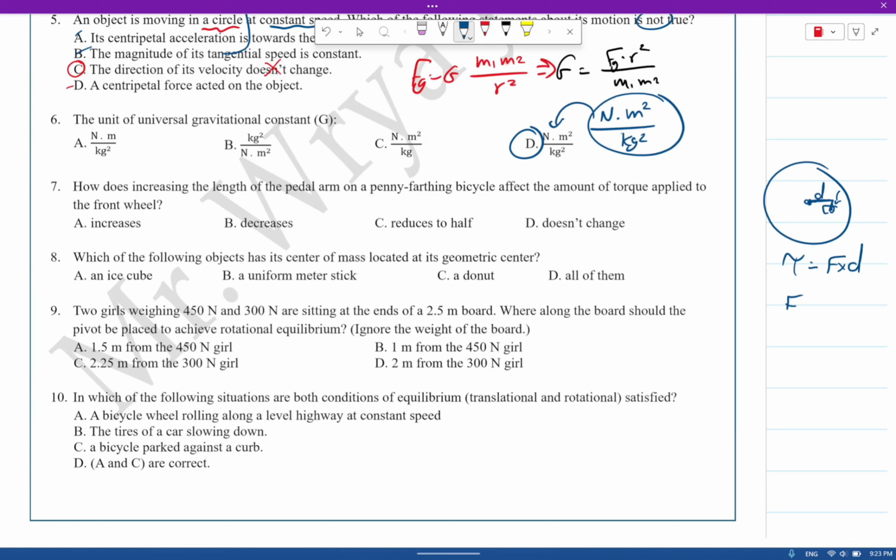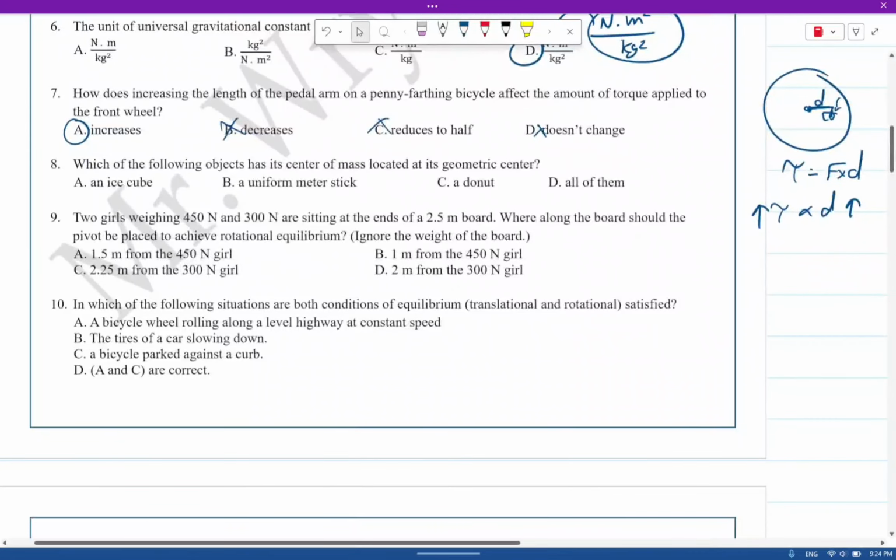So torque is directly proportional to the distance. The bigger the distance, the bigger the torque. So if we increase the distance, what happens to the torque? Will it increase? Yes, but let's check the other options. Does it decrease? No. Does it reduce to half? No. Does it not change? That is also incorrect. So of course, option A is the correct answer here.